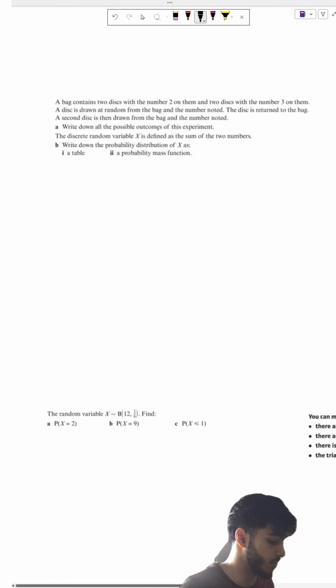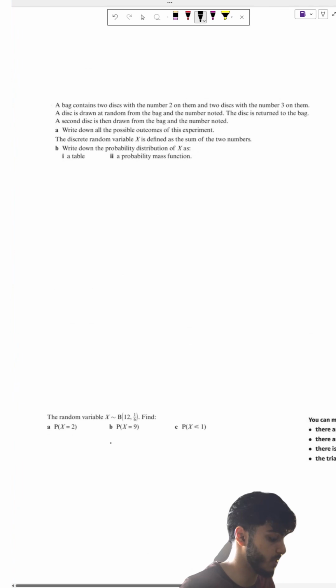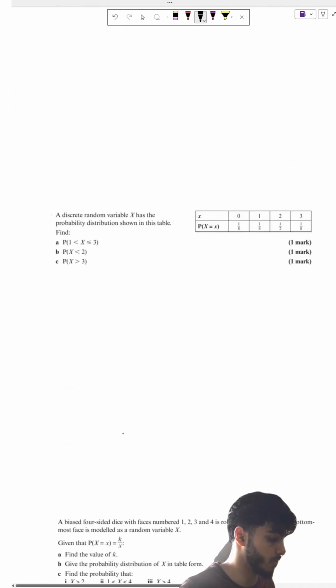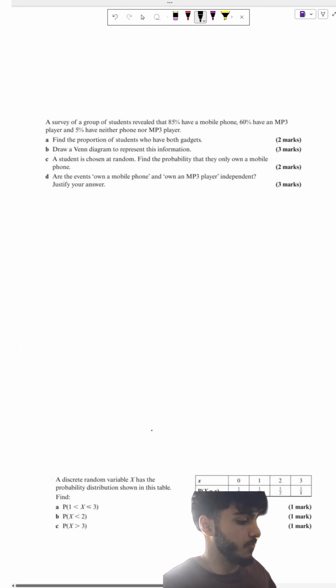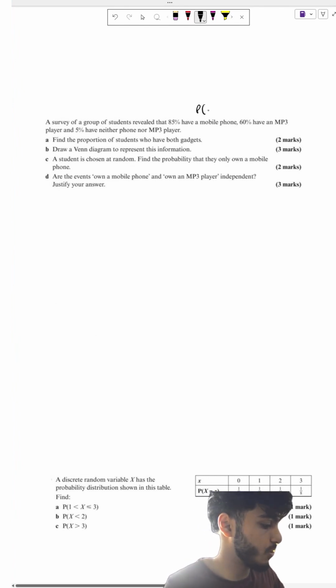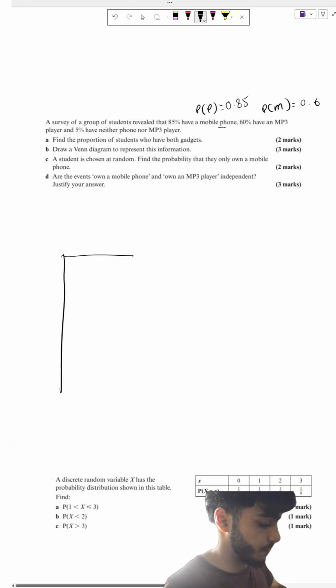Right now, this is probability distributions. Actually, here, you can see this is a binomial distribution. So here, we're going to be starting that. Okay, so we'll get to that soon. Do not worry. Okay. So I'm going to start with this. I'm going to call this probability of P, just because of phone, and probability of M from MP3. Now, probability of P gives me 0.85, and the probability of M is 0.6. Right? And I'm going to draw this like so.